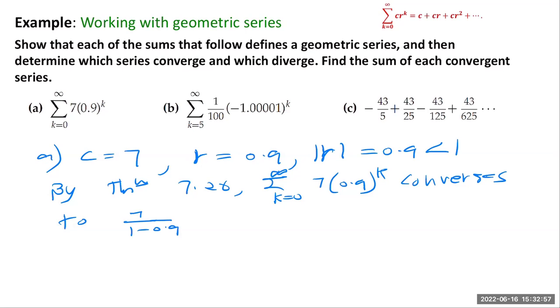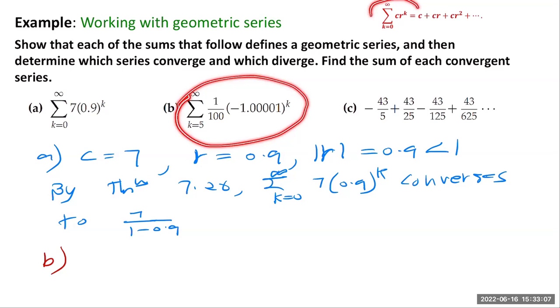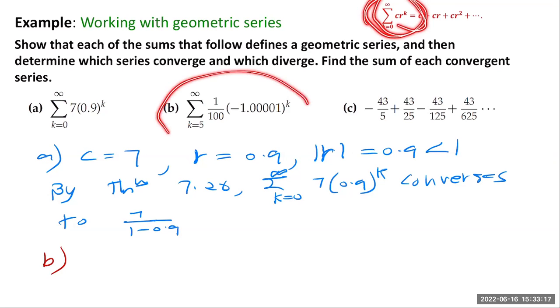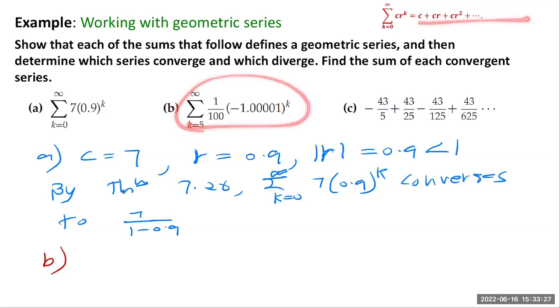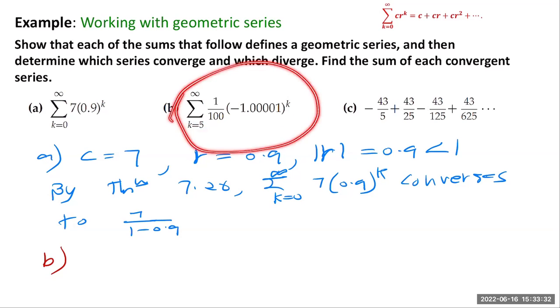Part B. How do we handle part B? First of all, notice that in part B, this series does not have this form, right? This starts at k equals 5, so the summation does not match what we have here. So you need the starting index to be k equals 0, or you need this form. Okay, let's try to get this form for the expanded version of this series. For that, let me write the expanded version of this series.